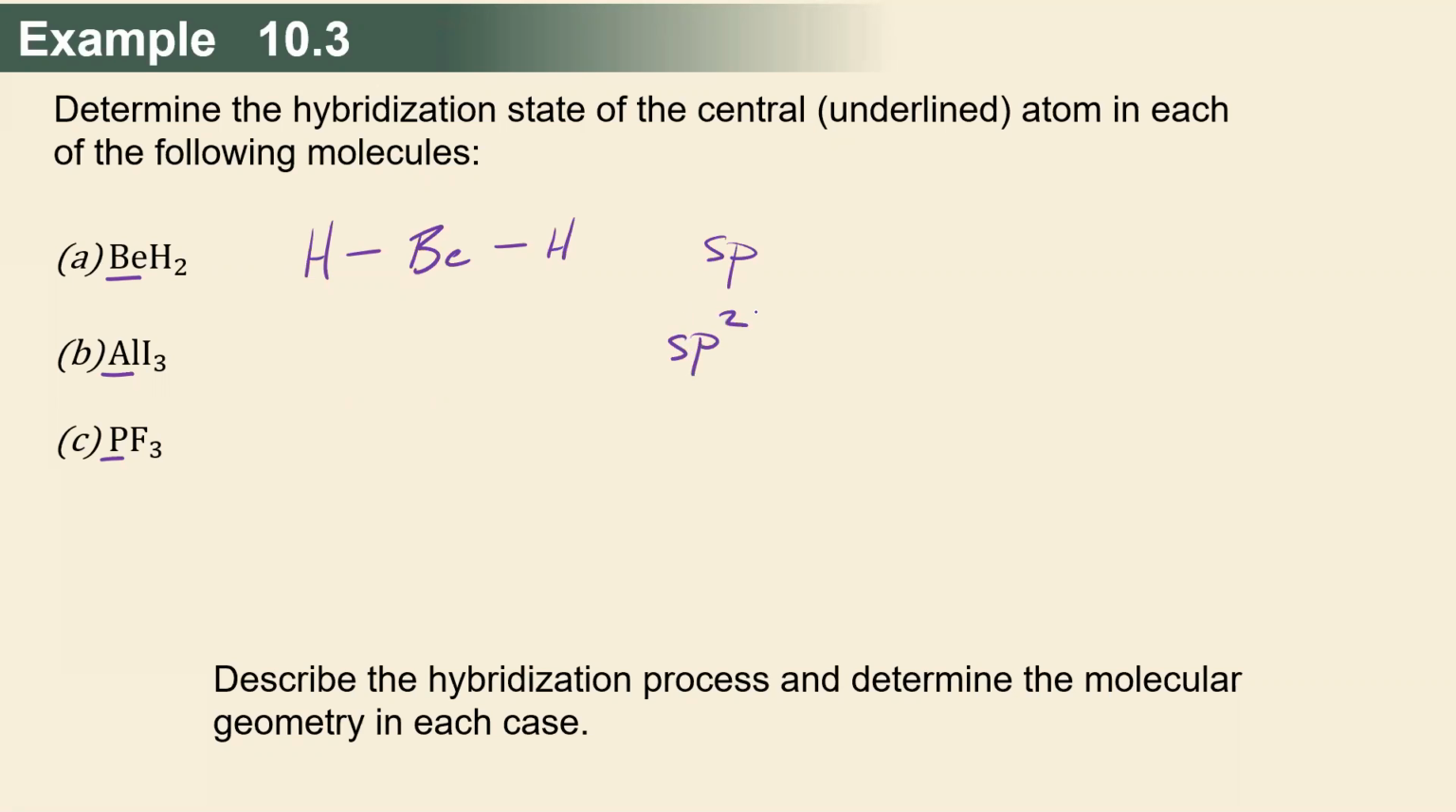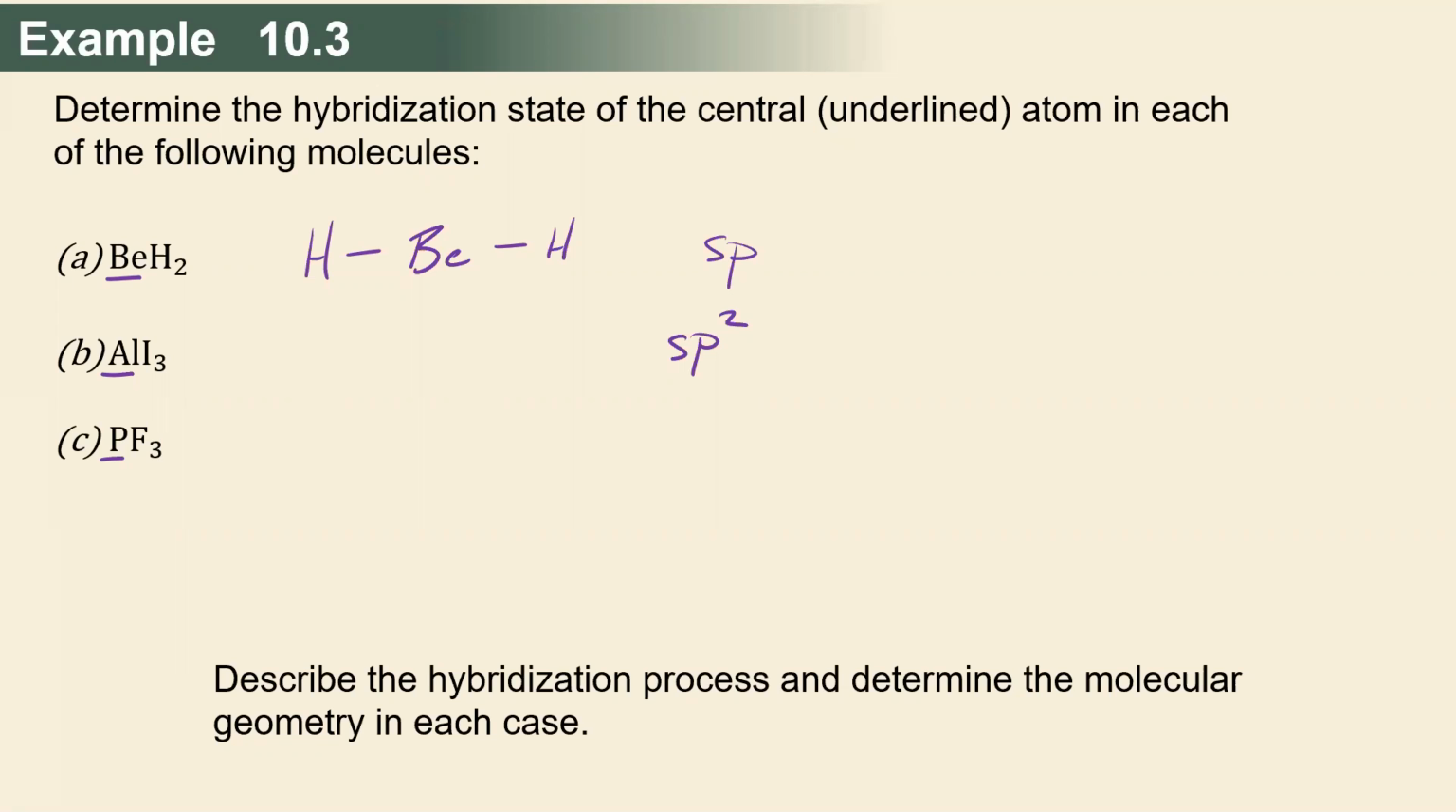sp2, that's right. Aluminum, and I remember aluminum is one of those metalloids. Most of the time it behaves like a metal. Every once in a while, especially with these less electronegative elements like iodine, it will behave like a nonmetal. And so it doesn't have that extra lone pair. It only has 6 valence electrons. And so it's sp2.